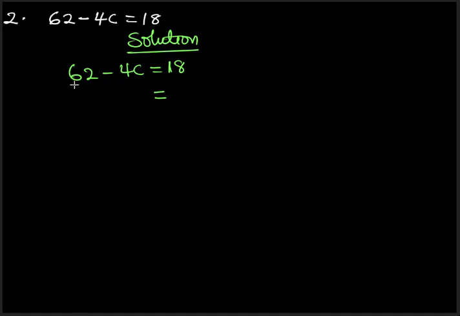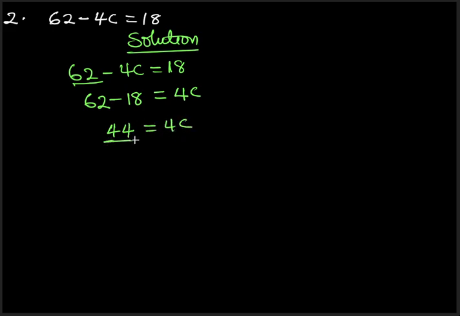So the number that's already here is 62. So we'll put down our 62. Now, 18 is to come down to the left hand side, and 18 carries plus here. Once it crosses down, it will turn to minus 18. And then minus 4c is coming to this side, and that will give us plus 4c. So 62 minus 18, that will give us 44 equal to 4c.